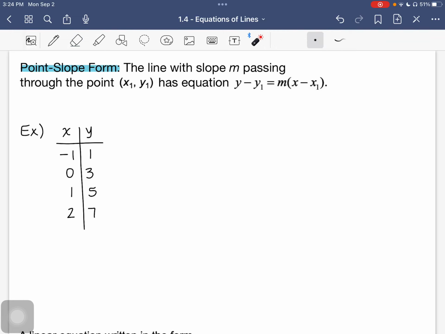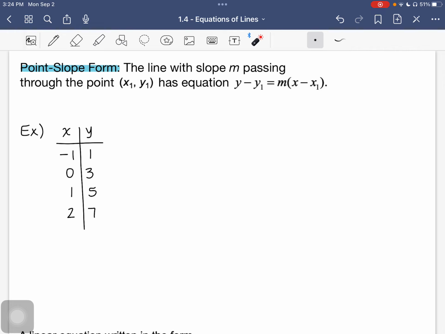In this video, we're going to go over section 1.4 from our textbook, which talks about equations of lines. And so the first equation we're going to look at is point-slope form here. The line with slope m passing through the point x1, y1 has equation given by this here, and this is called point-slope form.